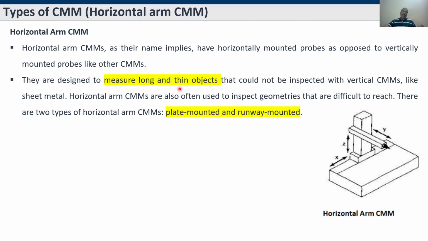Long and thin objects, if you want to measure, particularly sheet metal components. Sheet metal, in the sense, is thin. Do you know what sheet metal is? Plates up to 6 millimeters, or sheet metal with 2 mm gauges. Sheet metal can be represented in terms of gauges, like 24 or 32 gauge sizes, which you can measure. So horizontal arm CMMs are often used to inspect geometries that are difficult to reach. If you can't reach them with the other CMM types, you can use this type of CMM.